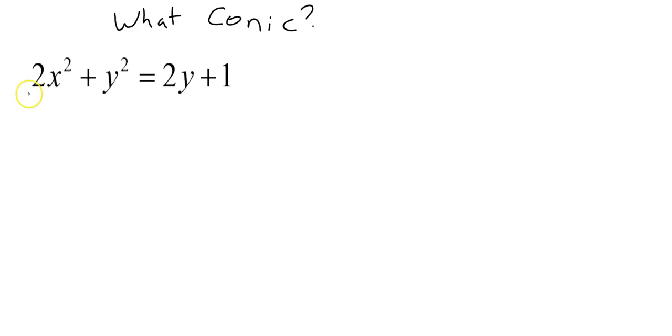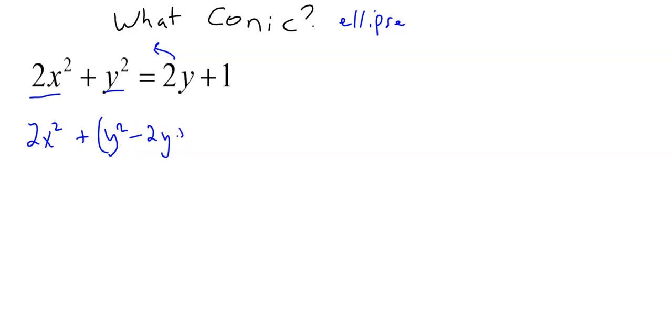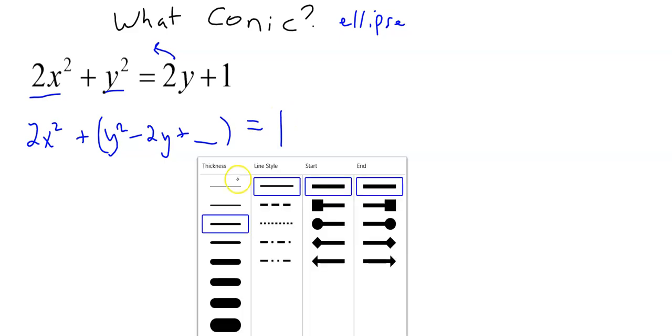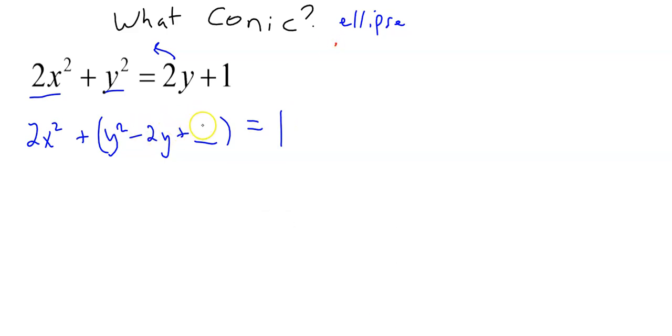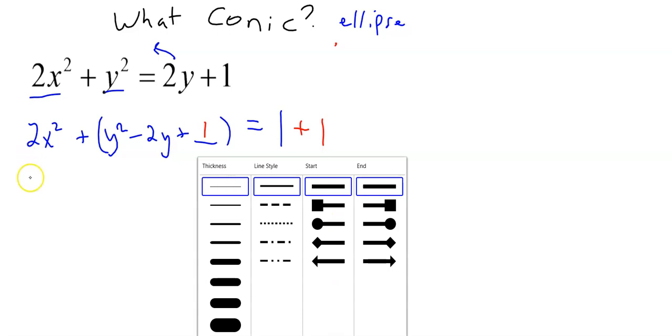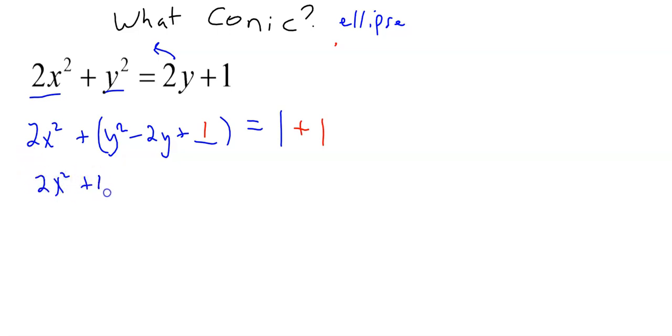Okay, so we have 2x squared plus y squared. So again, this is going to be an ellipse. So let's get all the x terms on the same side, y terms on the same side. So let's move that over. So we get 2x squared plus y squared minus 2y plus blank equals 1. So let's see, we're going to add half that number squared, 1 squared is 1. So I'm going to add 1 to both sides. I get 2x squared plus y minus 1 squared equals 2.